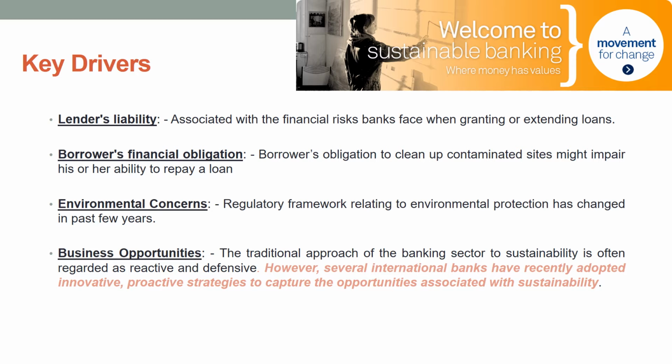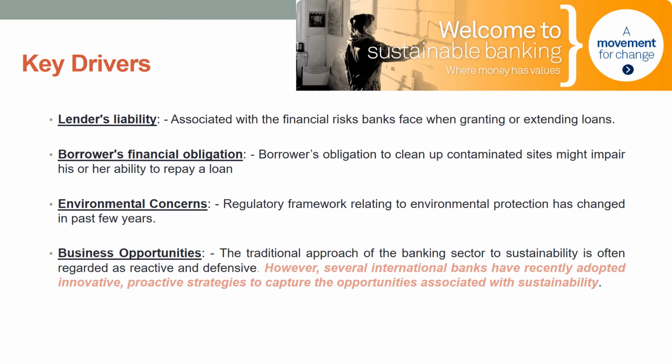Currently there are four drivers that are affecting the way banks operate. One is lender's liability, one is borrower's financial obligation, one is environmental concerns, and the fourth is business opportunities. Lender's liability is associated with the financial or environmental risk banks face when granting or extending loans, because what the one who is taking up the loan is choosing to do with the money becomes very important, as that adds to the risk the bank is adopting while giving the loan.